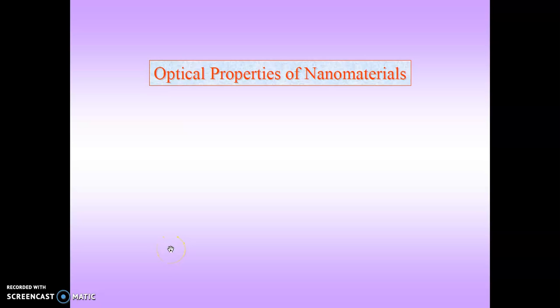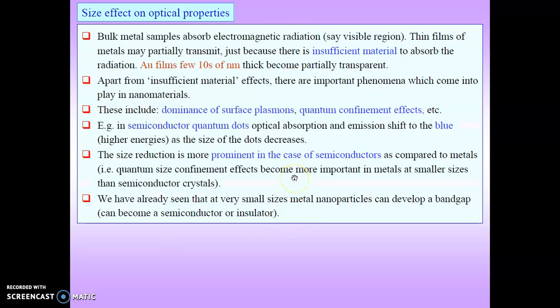In this video, we are going to continue the optical properties of the nanomaterial. Now in this slide we are going to see the size effect of the optical properties. Normally, bulk material samples absorb electromagnetic radiation, normally in the visible region.